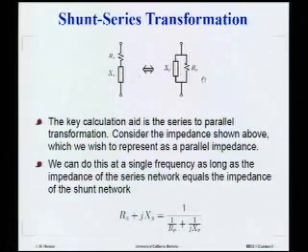Now, I can do this at any given single frequency, right? As long as the impedance of the left-hand circuit is equal to the impedance of the right-hand circuit. Very simple. In other words, if Rs plus jXs is equal to the parallel combination of these two elements, if I can pick Rp and Xp appropriately so that this equality is satisfied, then anywhere I see this circuit, I can reduce it to this circuit. Okay. Now, why do I want to do this?